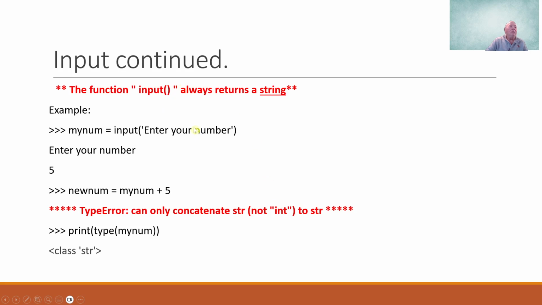And input always returns a string. I already talked about that. And we're going to get a type error, because in this case you enter a number, and it comes in as 5. Now it's a string, right? And then we try to add it, and it's going to come back and say, I can't add 5 to a string.